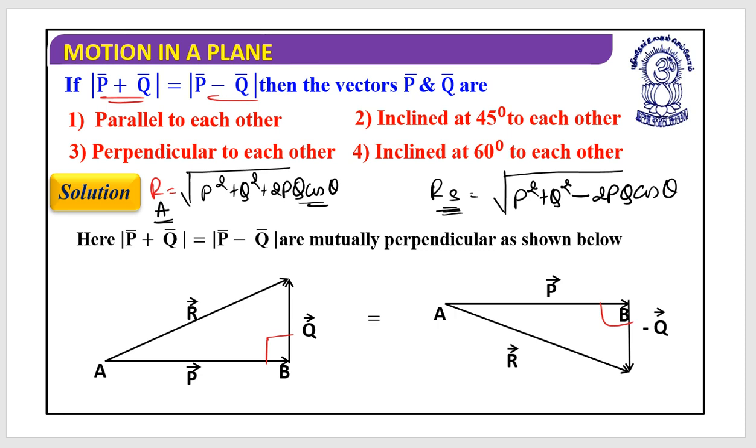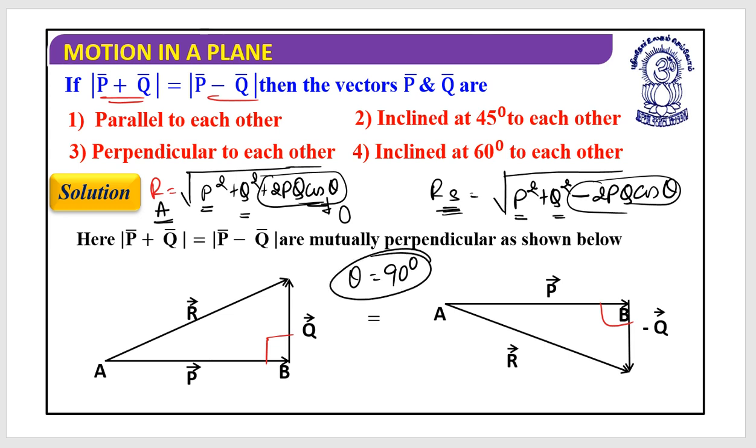How does this happen? Look at this, if I go through a trial and error method, I have a p square here and a p square there, and a q square here and a q square there. The different term is that here it is plus 2pq cos theta, and here it is minus 2pq cos theta. So if I want these two to be equal, this term must be 0. That happens when cos theta is equal to 0, and cos theta is 0 when theta is equal to 90 degrees. Did you understand this?